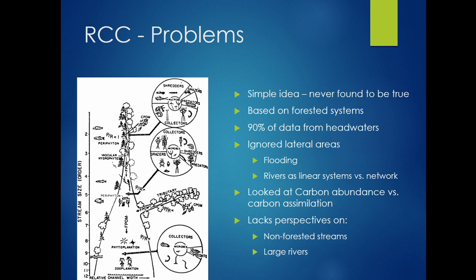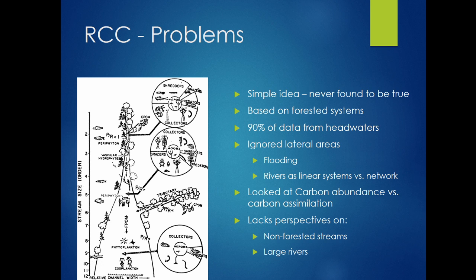The RCC is one of those examples where it's simple, but it's too simple and really never found to be true. What happens if you have a headwater that is not forested? This whole idea that photosynthesis is less than respiration could be completely incorrect, right? They completely ignore the lateral areas and how the river floods, and they think of the river as a linear system when it's not. It's really a network. And they also looked at carbon abundance versus carbon assimilation. So we'll talk about that here in a second.